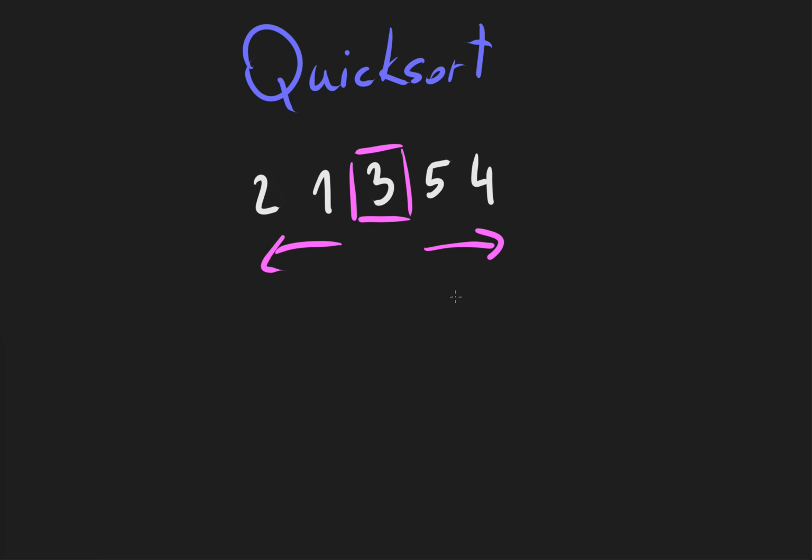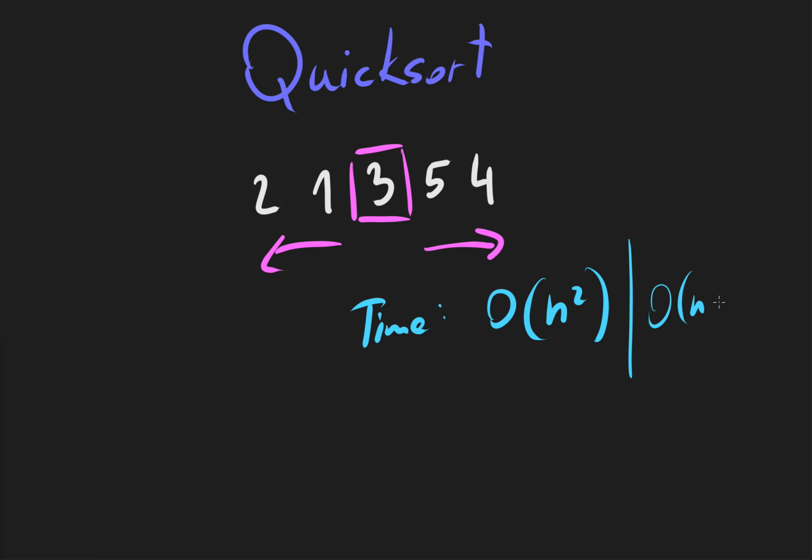So let's talk about time and space complexity for this one. For time, the worst case is O of n squared. It's all about choosing the pivot, but on average it's still O of n log n, where n is the number of elements inside the array. For space, it's linear, O of n.